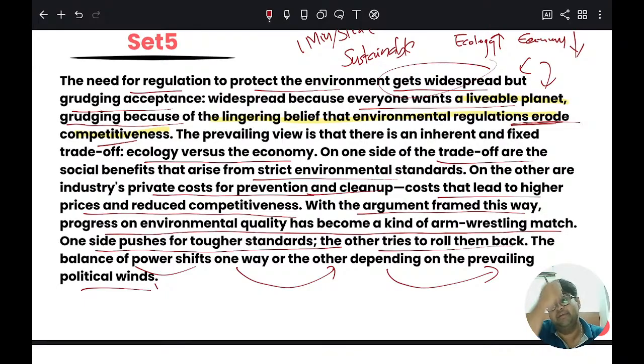That is going to take a hit. Now there is also reduced competitiveness. Also, the competition will be reduced, and the whole economy will suffer. And now this has become an arm wrestling match. One side pushes for ecology, the other side pushes for economy.